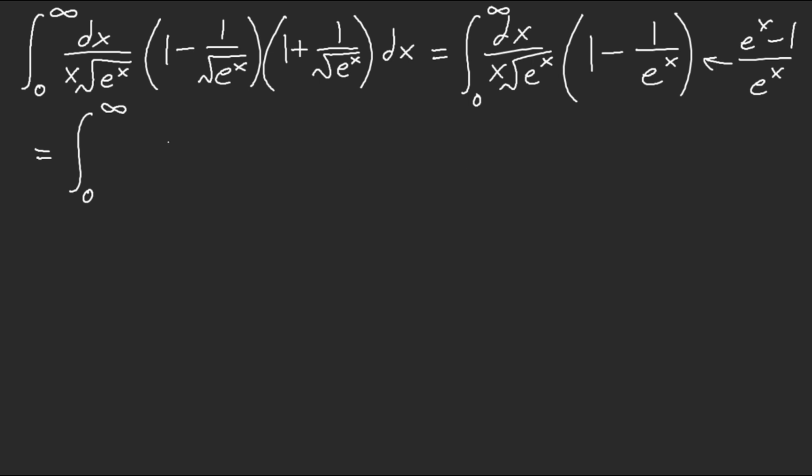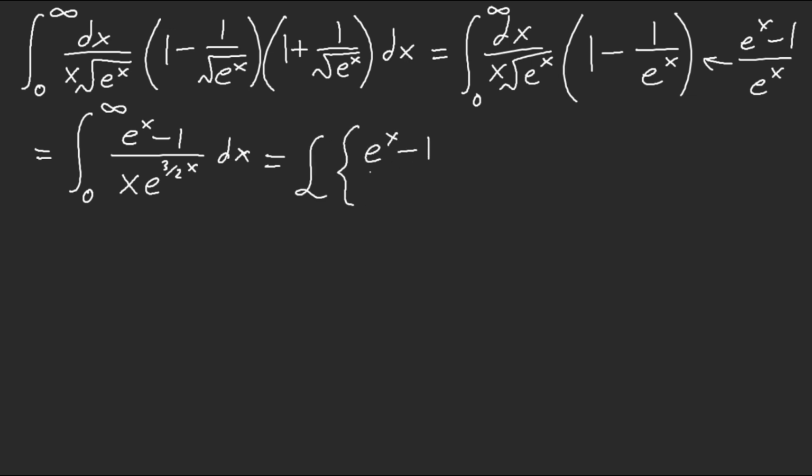So we have x e to the 3/2 x, and then e to the x minus 1. Pretty much, yeah. What now? You're probably thinking, oh, let's just split it. Okay, that's the easy way route, but we have a faster way. And of course, the faster way is using the special Laplace transform formula.